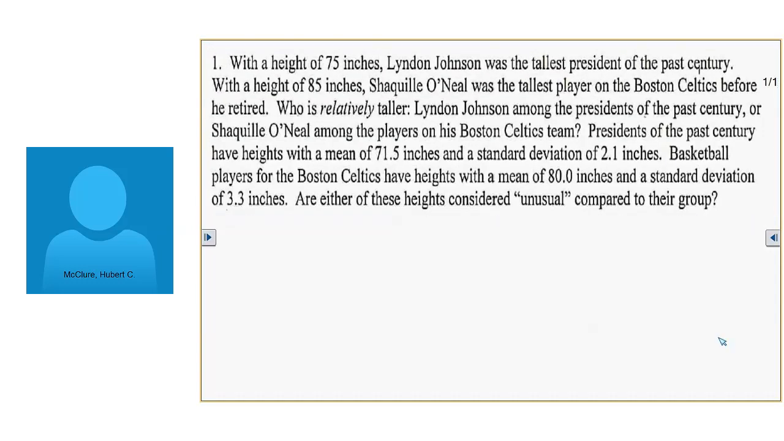There you go. Get most of the information, which means the question is who is relatively tall? And then you can switch out LBJ for Lyndon Baines Johnson and Shaq for Shaquille O'Neal. You don't have to write down the teams, just write down basketball team, and then the last 2 or 3 sentences is the most important.